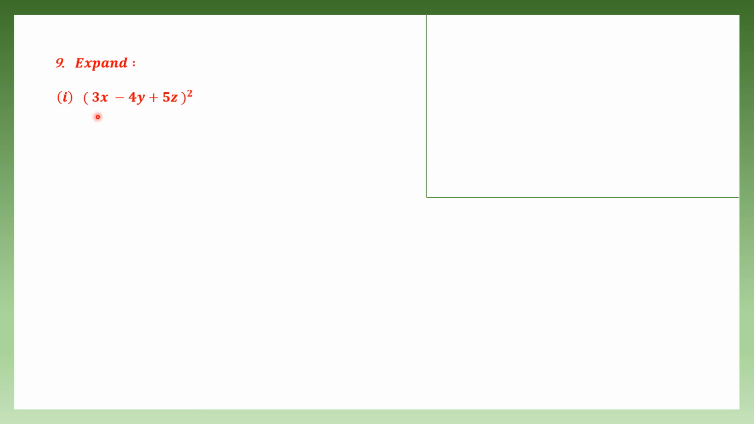Question 9 is expand, and here we have three terms 1, 2 and 3 and the square of this. So we can use this formula a plus b plus c the whole square. What is the answer to this? A square plus b square plus c square plus 2ab plus 2bc plus 2ca. So we're going to apply this formula to this because this is also in that format.